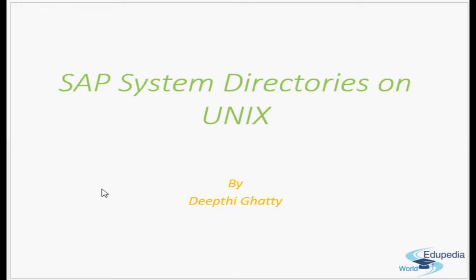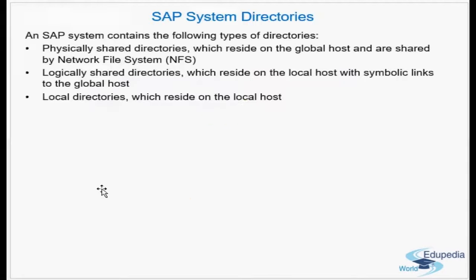So in this video we learn about the different SAP System Directories in Unix. Okay, now SAP System Directories. An SAP system contains the following types of directories. So we have physically shared directories, logically shared directories and the local directories.